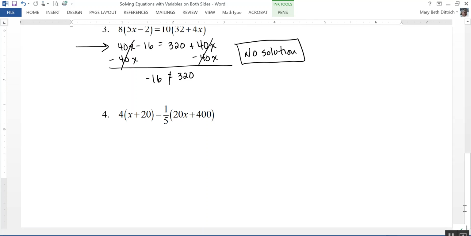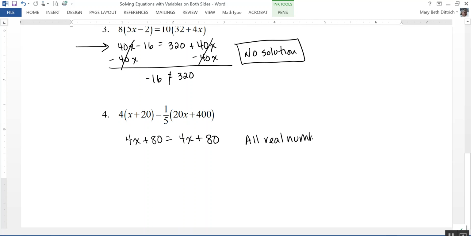And let's take a look at this last one. 4 times the quantity x plus 20 equals 1/5 of the quantity 20x plus 400. So distributing, that's going to give me 4x plus 80 equals 1/5 of 20x is 1/5 of 20, which is 4x, plus 1/5 of 400 is basically 400 divided by 5, which is 80. And I can actually stop right there and take a look at this equation. I have 4x plus 80 equals 4x plus 80. That's true. No matter what value I put in for x, that equation is always going to be true. So my solution for this is all real numbers.